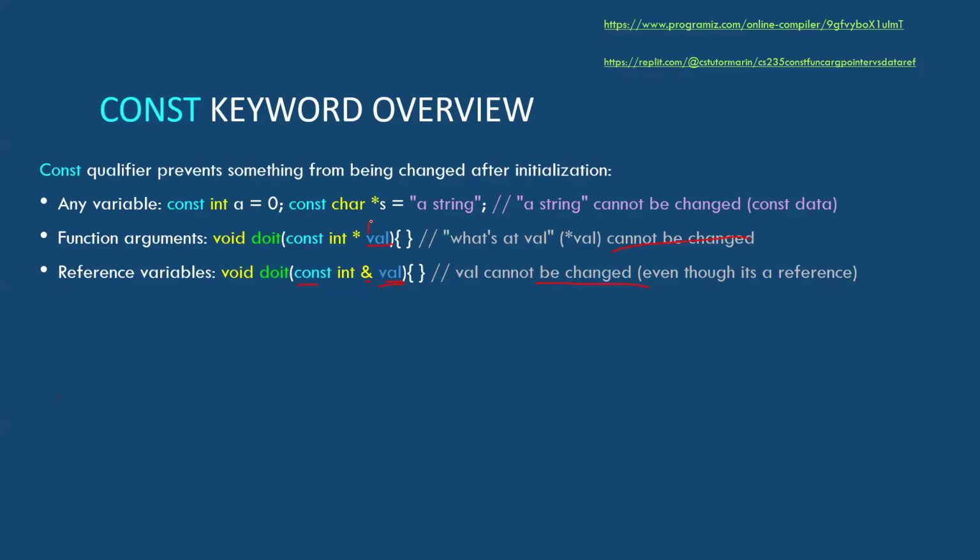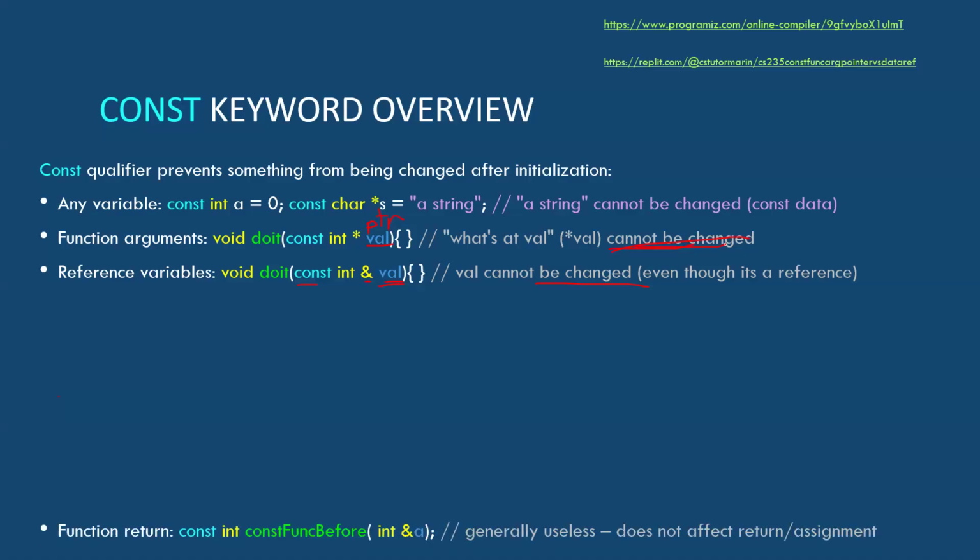I should have called this PTR because that's what that is. That's a pointer, but it's a constant pointer. It means you cannot use it to change the data, okay?